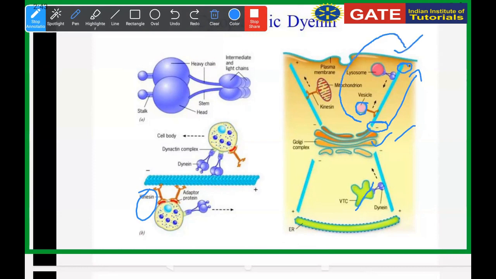For example, the plasma membrane has a lysosome. It needs to transfer towards the Golgi. Who helps to transport? Dynein, because dynein transports substances from plus to minus. It can take place simultaneously, but at a different site, not on the same site. A different tubule.